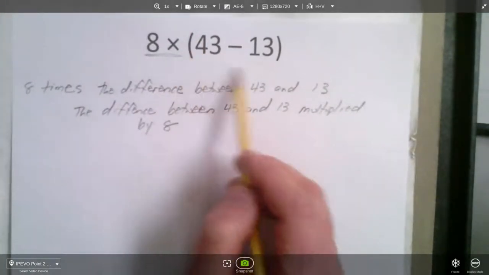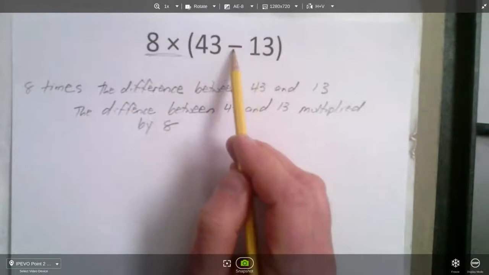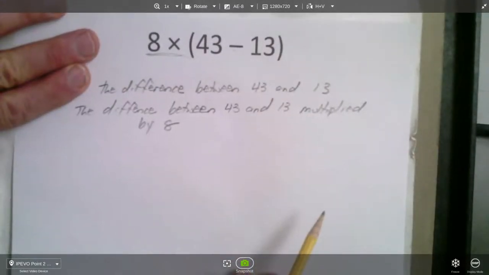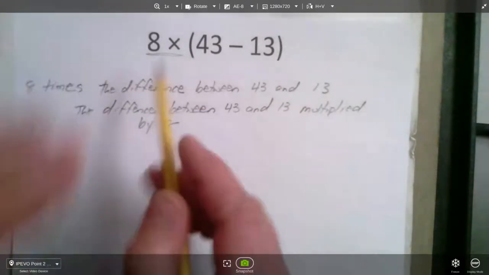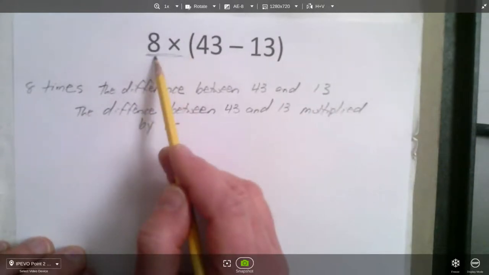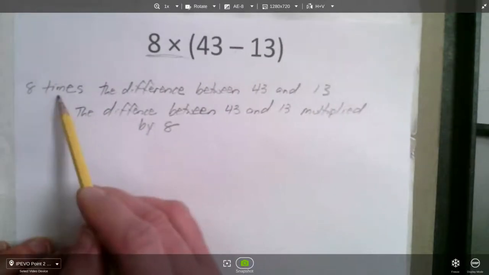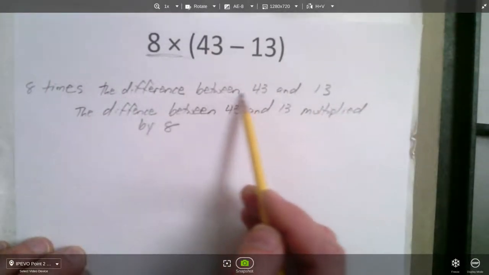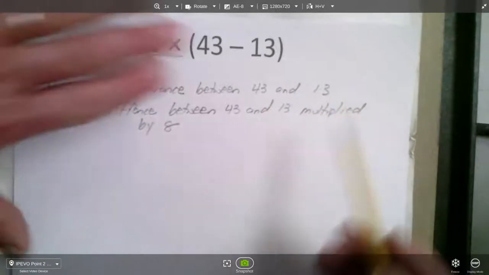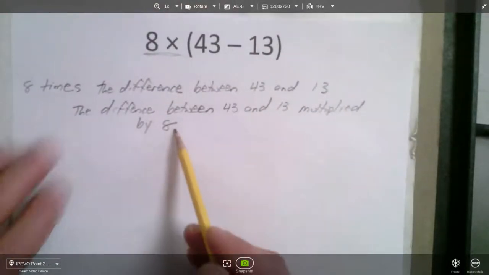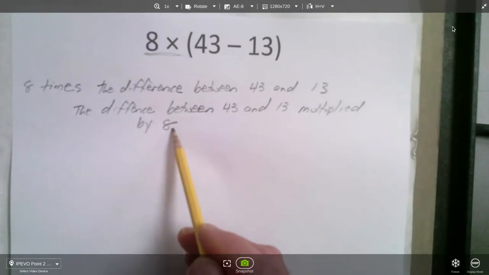So I know this has to be done first. So I have to think about that piece first. Difference is subtraction. So I wrote the difference between 43 and 13. That's the first thing I write. Then I have to show this 8 times the difference between 43 and 13. So I can put it at the beginning, 8 times the difference between 43 and 13, or I can put it at the end and say the difference between 43 and 13 multiplied by 8. All right, now you try it.